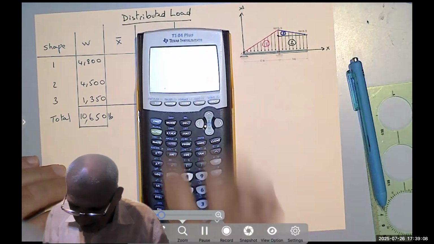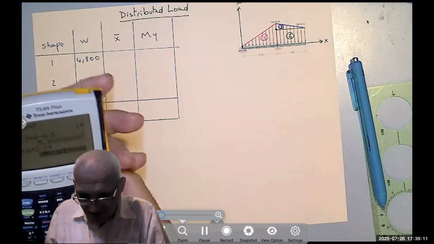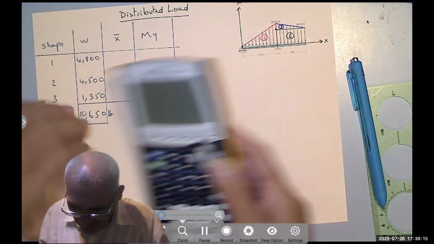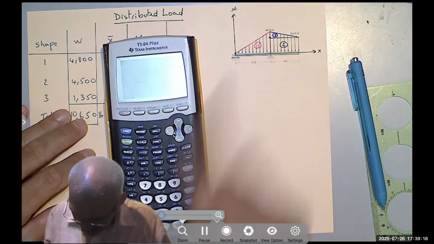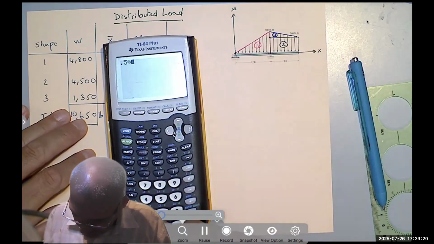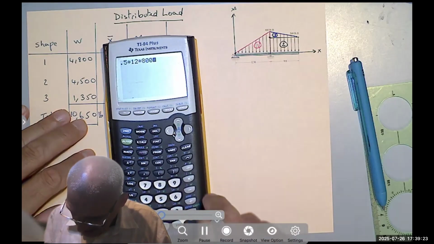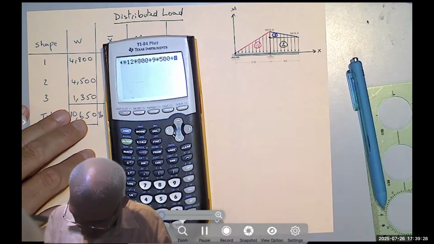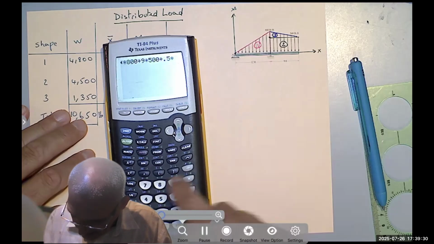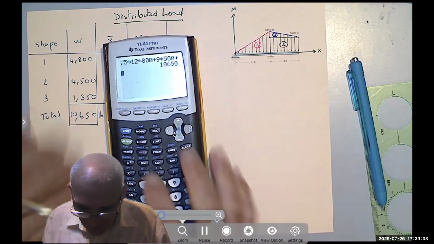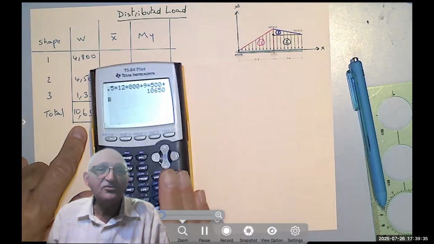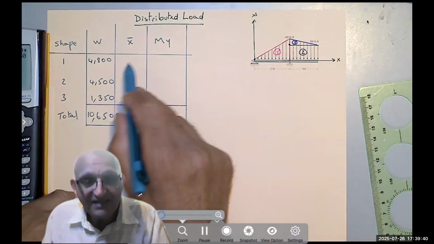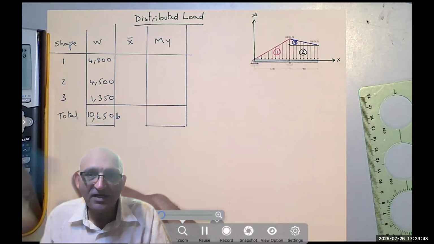So this is from the previous session. Let me clear the screen. Basically I said 0.5, that is 1/2 times 12 times 800 plus 9 times 500 plus 1/2 times 9 times 300. So you get 10,650 if you want to do it with a calculator. After that, we find the x bar, the centroid.